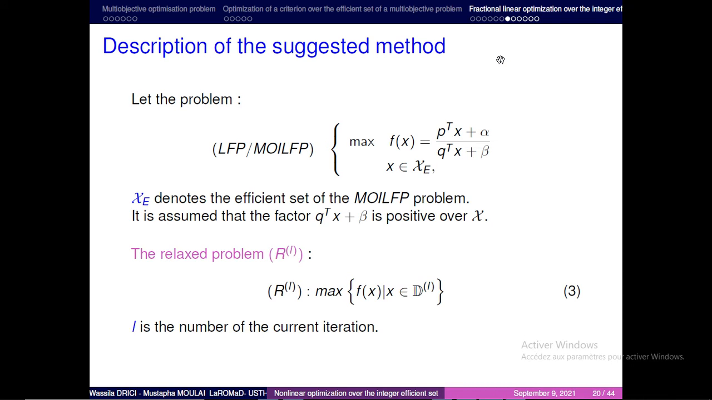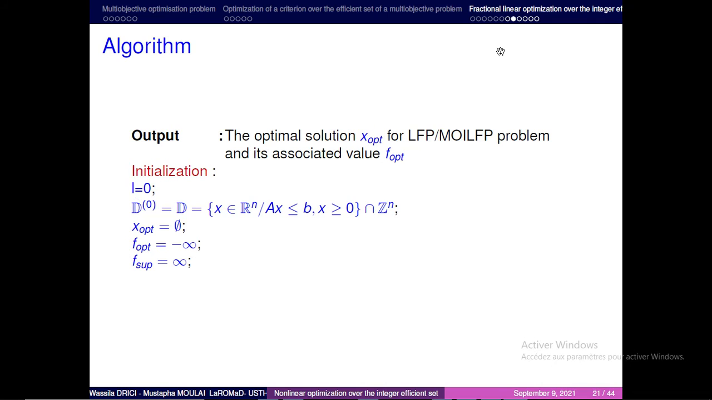The proposed method consists of solving at each iteration a relaxed problem RL by using any mixed integer linear fractional programming method, where RL is defined as follows: maximize a function fx such that x in DL, where DL represents the set of feasible solutions at step L. L is the number of the current iteration. The steps of the method are summarized in the following algorithm.